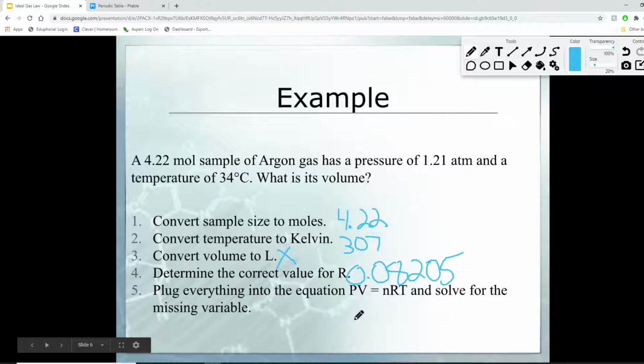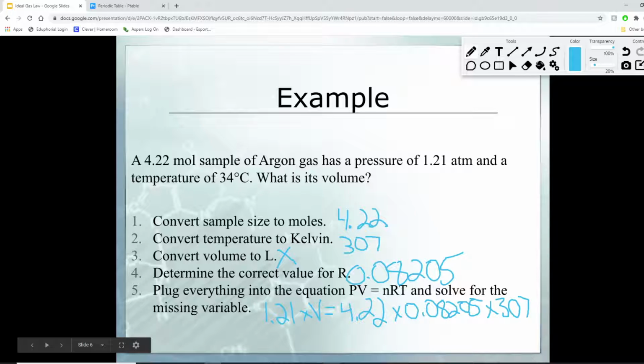All right, and then your last step is basically just plug and play. You're going to plug all these values in that we found for the respective variables in the problem and solve for V, for volume, which should be the only one we don't know. So our P, the pressure, we're going to plug in 1.21 times V, because PV is equal to n, which is our number of moles, 4.22, times our value for R, and then times our temperature in Kelvin that we found.